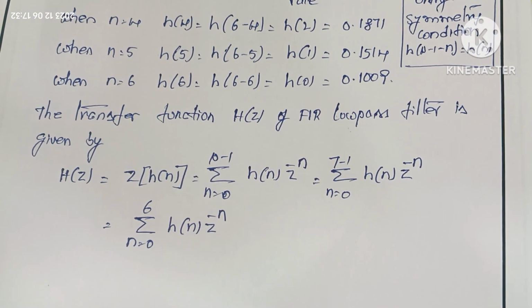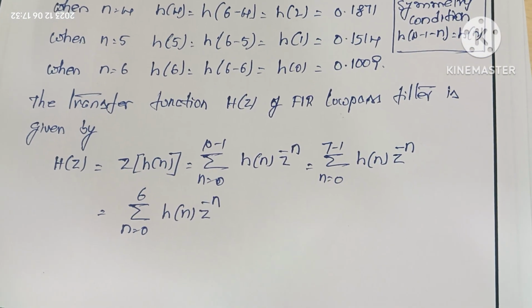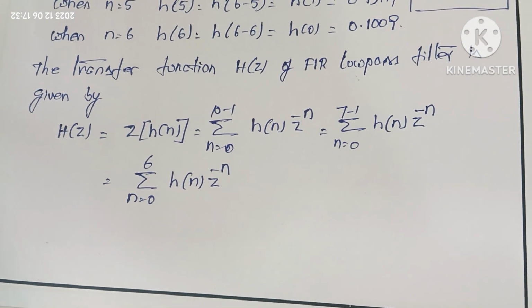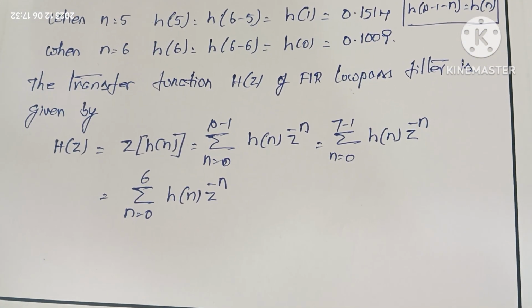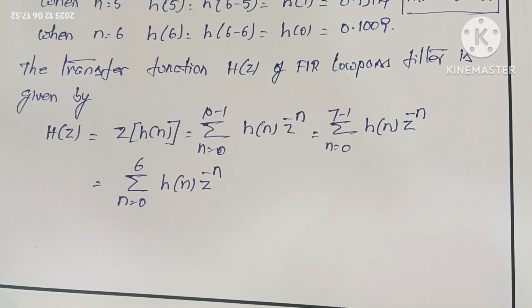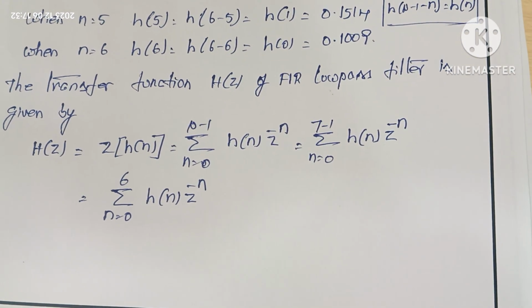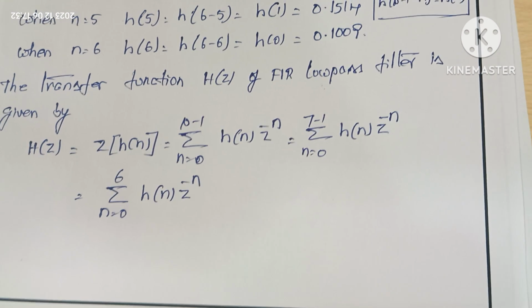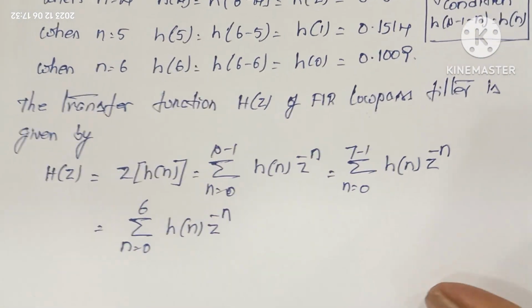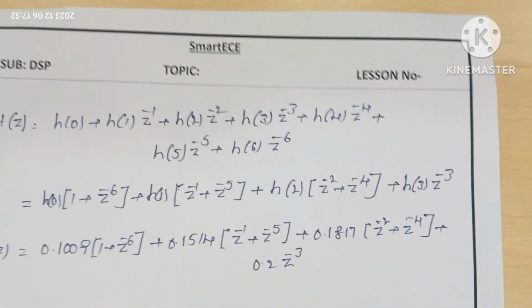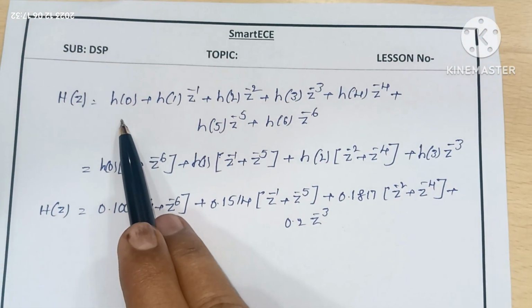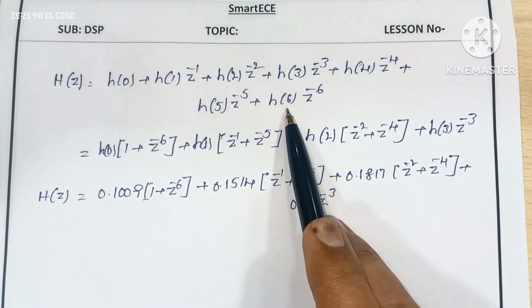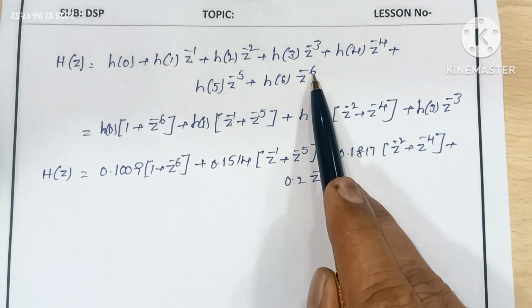So the desired filter transfer function H of z of the FIR low pass filter is given by taking the z transform of h of n. That is, H of z equals the z transform of h of n, which is equal to the sum from n equal to 0 to N minus 1 of h of n z power minus n. And we know n is varying from 0 to 7 minus 1, that is 6. Here is the remaining expansion: h of 0, h of 1 z power minus 1, h of 2 z power minus 2, and it has to continue up to h of 6 into z power minus 6.